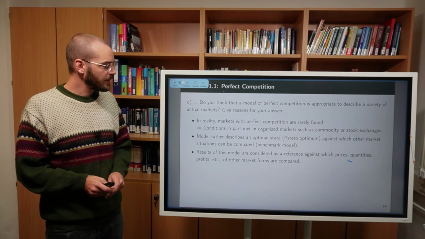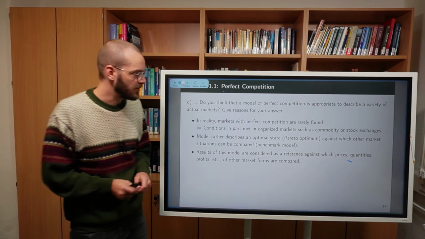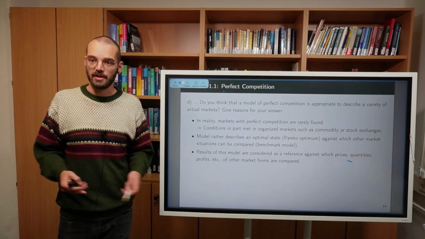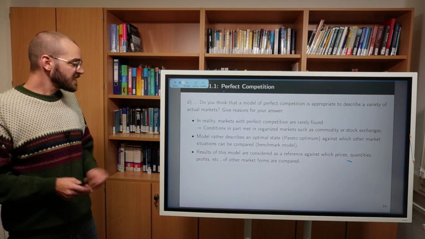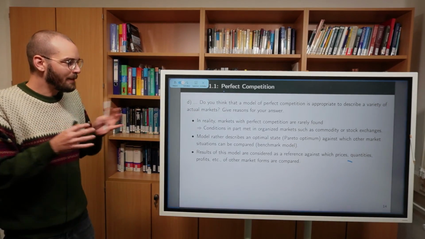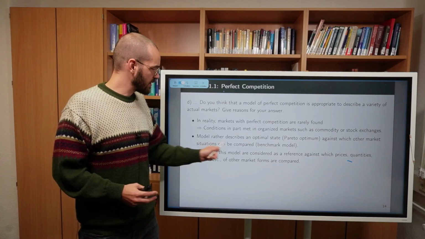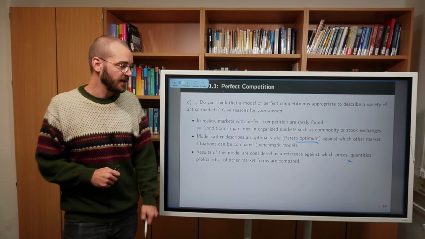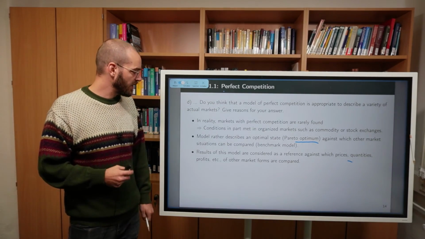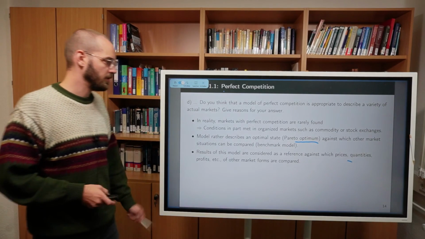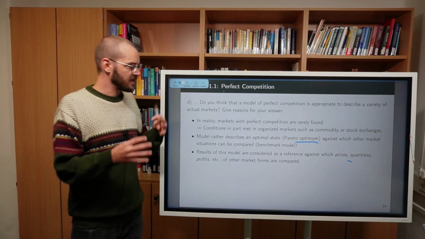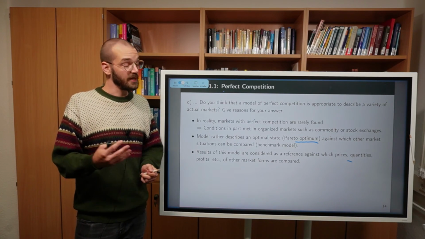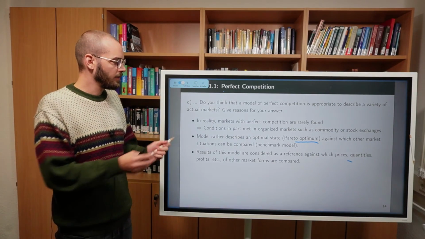So conditions are in part met in organized markets such as commodity or stock exchanges, but even then you could argue that not all of the assumptions are actually fully met. This model rather describes an optimal state, like a benchmark. It describes the Pareto optimum, the welfare maximum as we saw it earlier, right? Against which other markets or situations can be compared. So perfect competition provides us the Pareto optimal world with which we can then compare other situations.